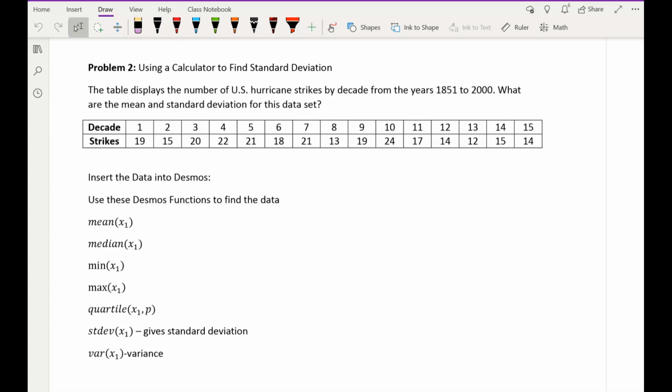Hello everybody. In the previous video you should have been introduced to the idea of variance and standard deviation and how to find those things by hand. So just to recap, remember that you're using variance to find standard deviation, and the way you find variance, it's like taking the average of the squared differences between the mean and each value in that data set.